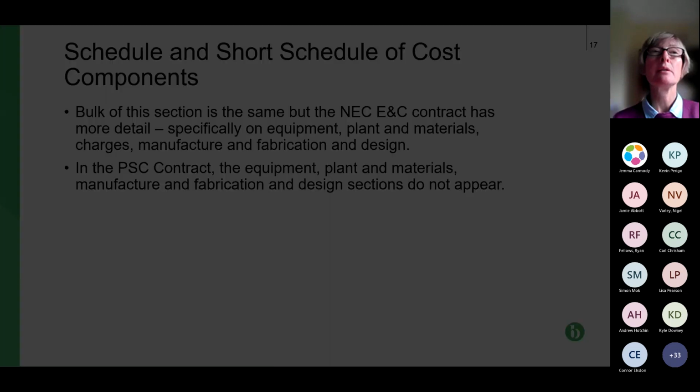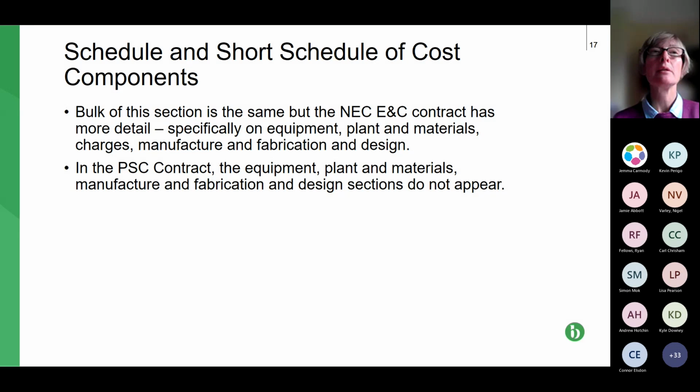And then we go into the schedule of cost components and the shorter schedule of cost components. So bear in mind, what do we use these for? We use them for the same thing for both contracts. So if you're on a fixed price contract, so options A and B, so that's obviously only option A for the professional services, it's for cost and compensation events only, because the fixed price deals with the rest.